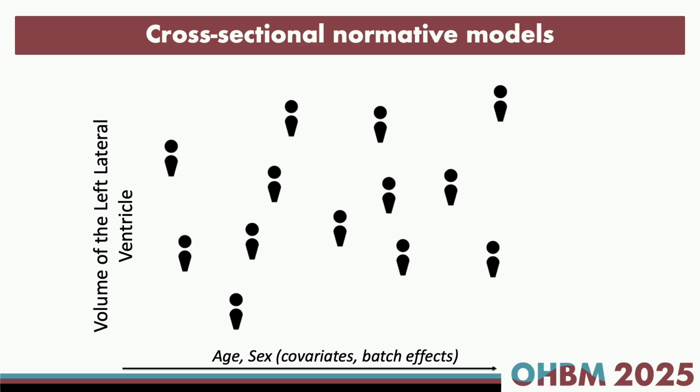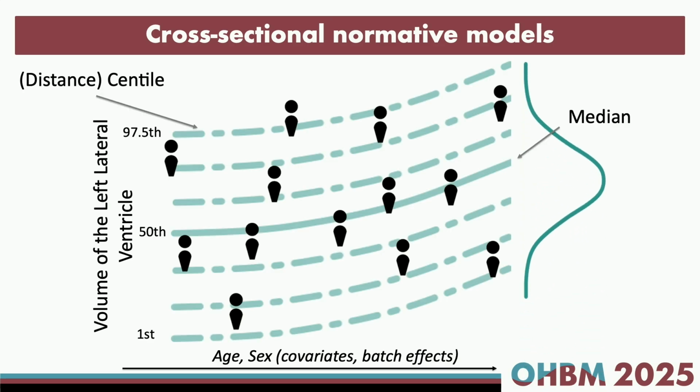If you've not been around for the last 5 to 10 years, then just a quick catch up on what normative modeling actually does. Usually we are interested in explaining the variation in a feature, for example, the volume of the left lateral ventricle, by covariates and batch effects. That could be age, sex, and size. And if we only train a normative model, we derive these so-called distance centiles. These are lines that divide our feature space based on the variation that the data points of the feature fall under. For example, you see here the median, the middle line, that divides our feature space in a way that we have 50% of the variation above and 50% of the variation below the median.